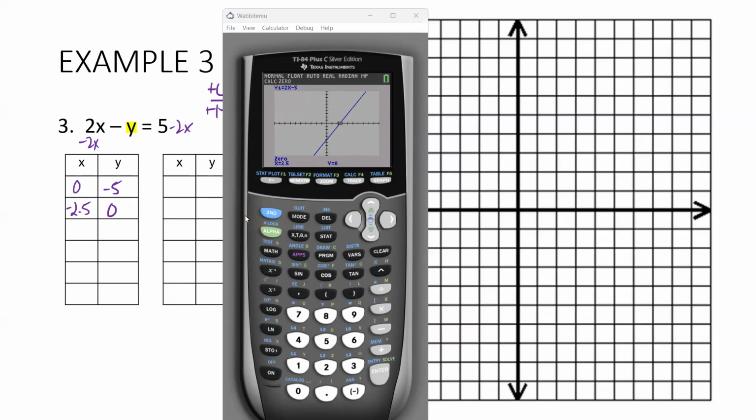Okay, we're going to look at some other points from our table. To get to our table, I press second graph. Just so that I can have a balance of problems, I'm going to use -1, and that puts me at -7. I have -2, and it puts me at -9. And I'm going to use some positives. So I have 1, that puts me at -3. And I have 2, and that puts me at -1. Okay, so now I have my points.